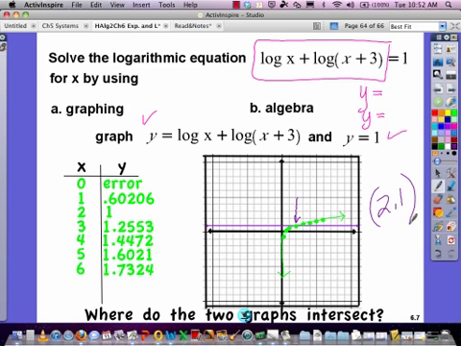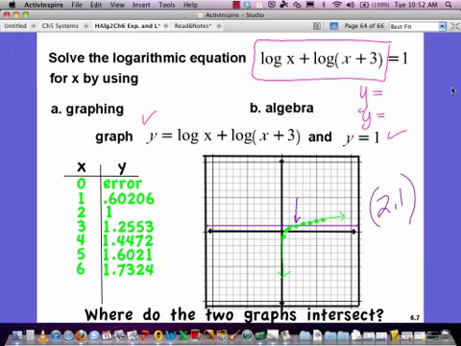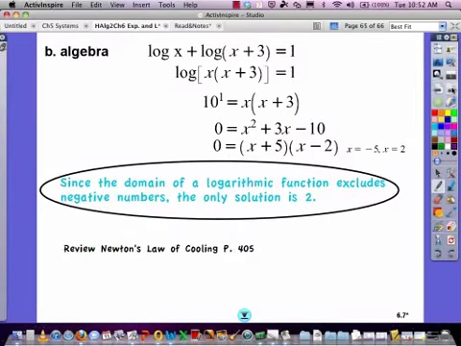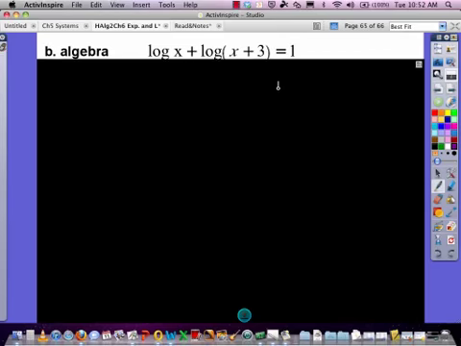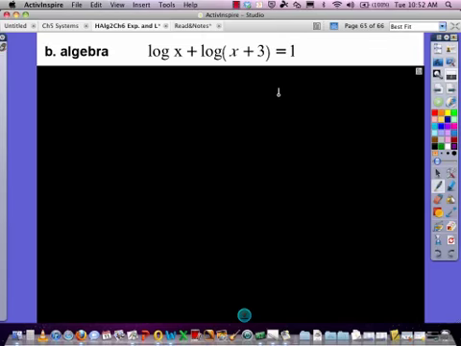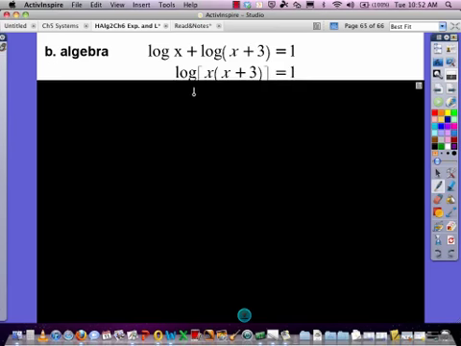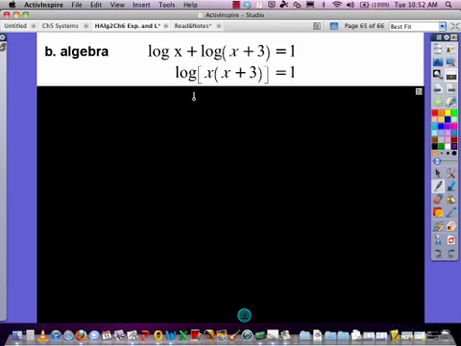That's graphically. So again, separate into two equations. One for the left side, one for the right side, both set equal to y, and then look for the intersection. Secondly, algebraically, we have our equation. Let's see if we can get through the steps. Based on our properties, an addition with two logs in the same base should turn into a multiplication with one log. So we'd multiply those two.